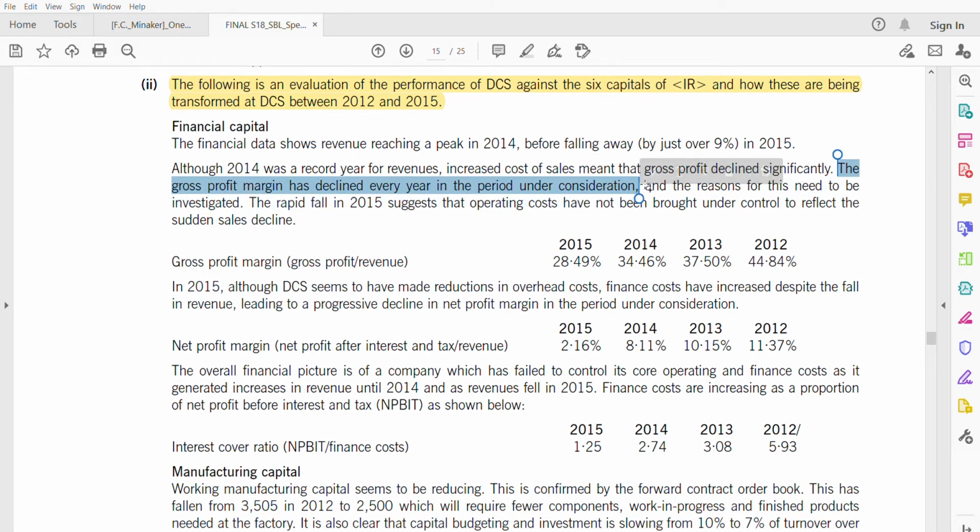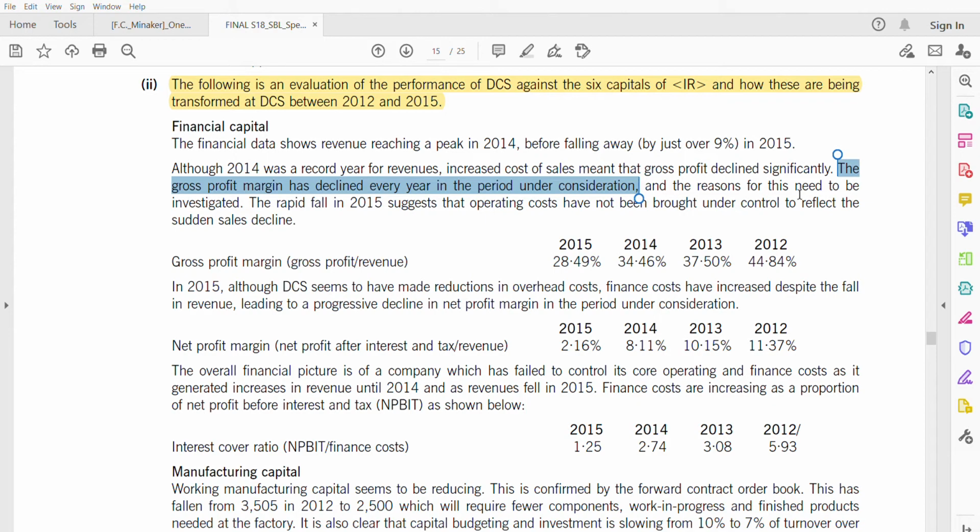Gross profit margin declined every year. It's bad. It's not good. Never write such sentences for your exam. Gross profit margin is bad. Gross profit margin increase is good for the company. What is good and bad? Don't write good and bad. And they didn't stop with this. Gross profit margin declined. Full stop. That's it. Most of you do that, thinking that you have done an excellent job, but at the end you come to know where you have lost marks.